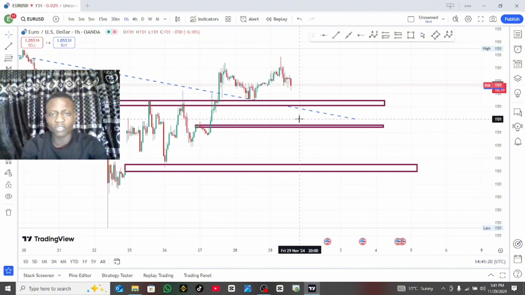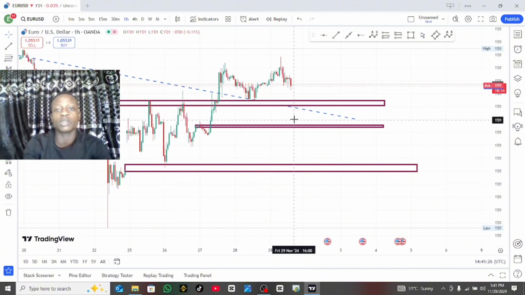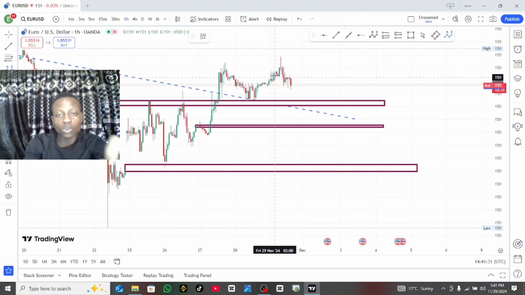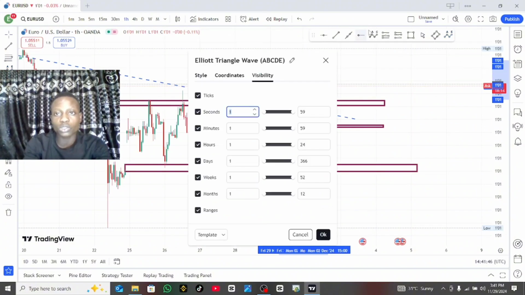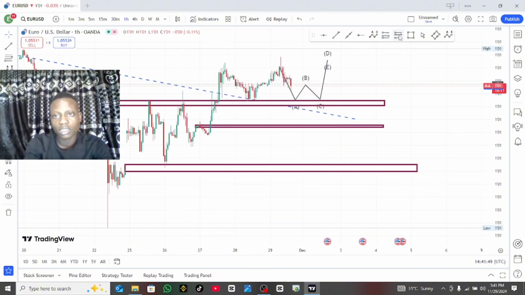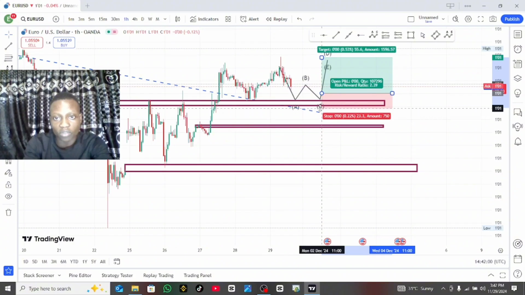So I'll be waiting patiently for the market to come to the support level, then give me a W pattern from the 15-minute time frame. Immediately if I see a W pattern from this area, as it's coming like this, immediately it touches here, I'll enter for a buy. If I enter a buy from the bottom here, from the double bottom, I'll put my stop loss below the support level.